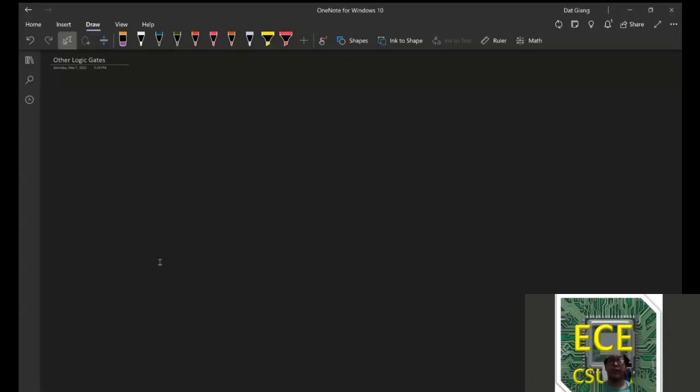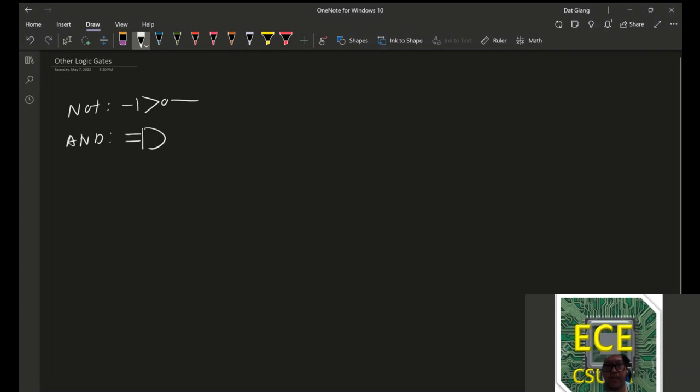Okay, so now we're going to be discussing other logic gates. Just as a reminder, we've talked about the NOT gate, which looks like this. We've talked about the AND gate, which looks like this. And just to explicitly write it, this is AND. And we talked about the OR gate, which looks like this.